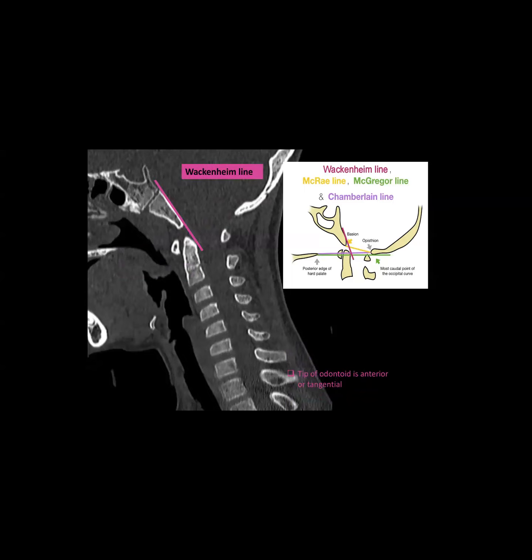And lastly, Wackenheim line is drawn along the posterior aspect of the clivus. The tip of the odontoid should be anterior or tangential to this line.